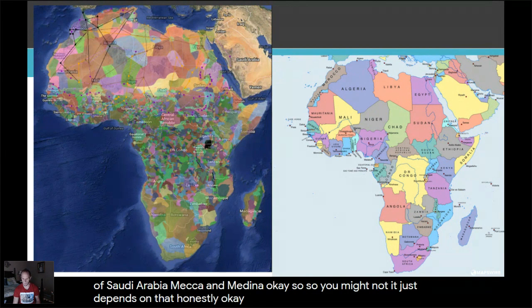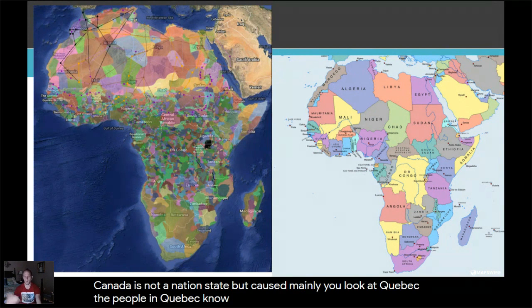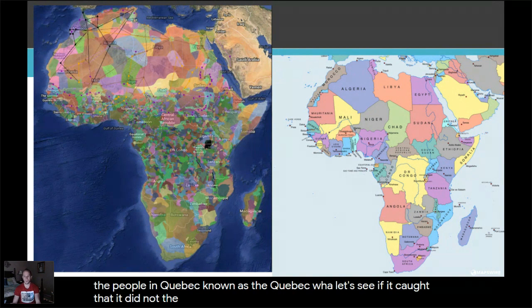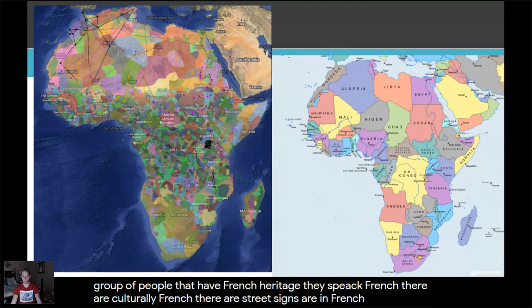Okay, why isn't Canada a nation state? Canada is not a nation state because, mainly, you look at Quebec, the people in Quebec known as the Quebecois. The Quebecois is how you pronounce that. They are a group of people that have French heritage. They speak French. They are culturally French. Their street signs are in French.